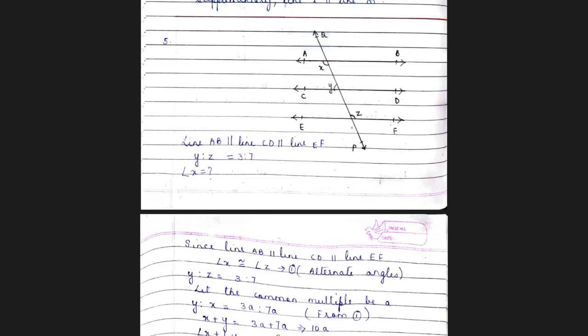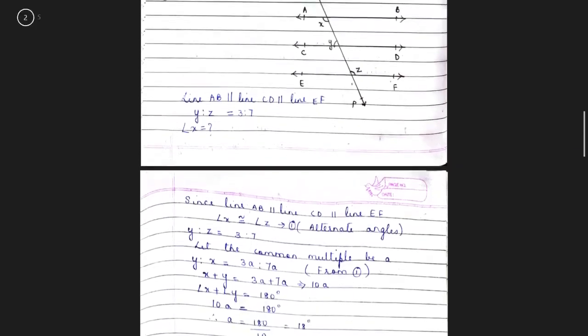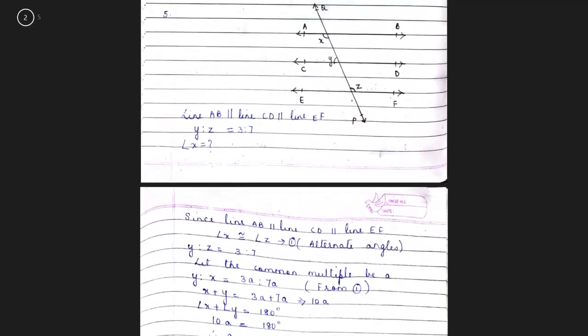Now you are given Y is to Z equal to 3 is to 7. So let the common multiple be A. Y is to X equal to 3A is to 7A. Why have I written Y is to X? Because I've proved angle Z congruent to angle X, so instead of Z, I am replacing it with X. So if I add both the angles X plus Y, I would get 3A plus 7A, 10A.